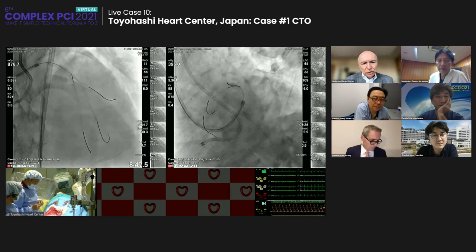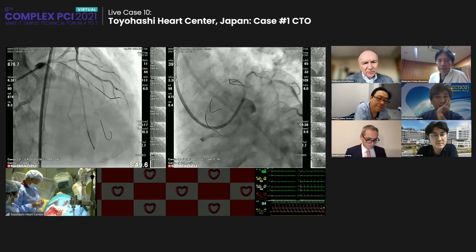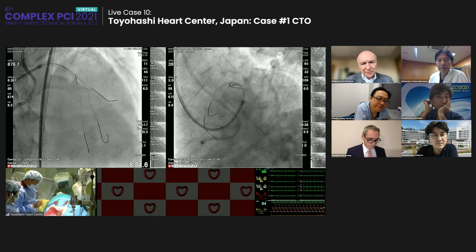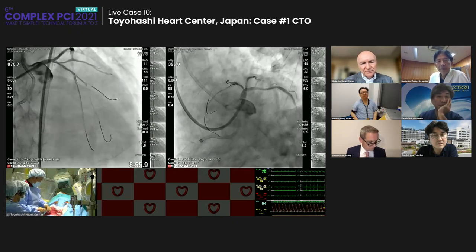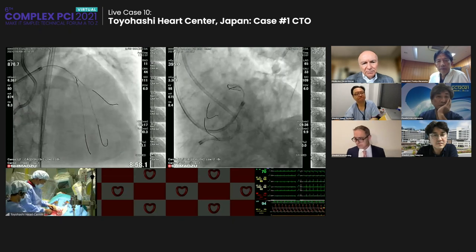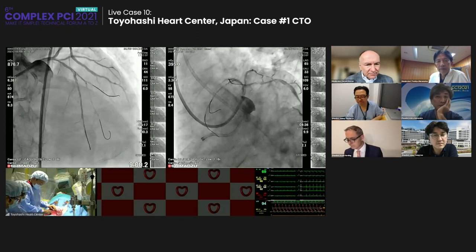What we can be sure of is certainly the wires are in the true lumen distal. So you have access to the true lumen in both diagonal branches.